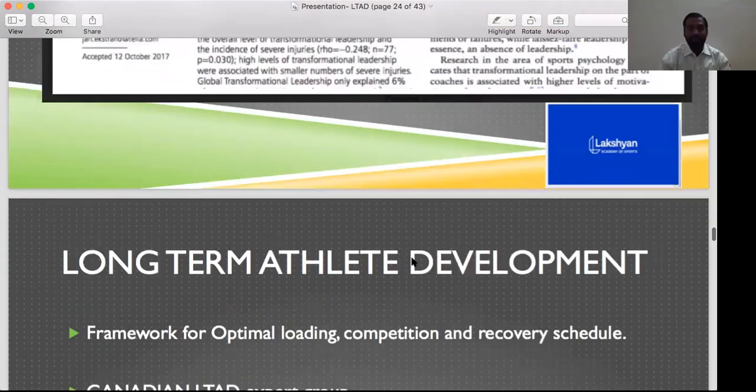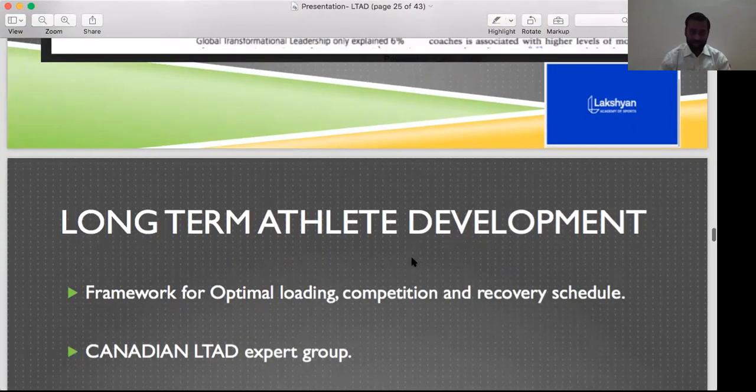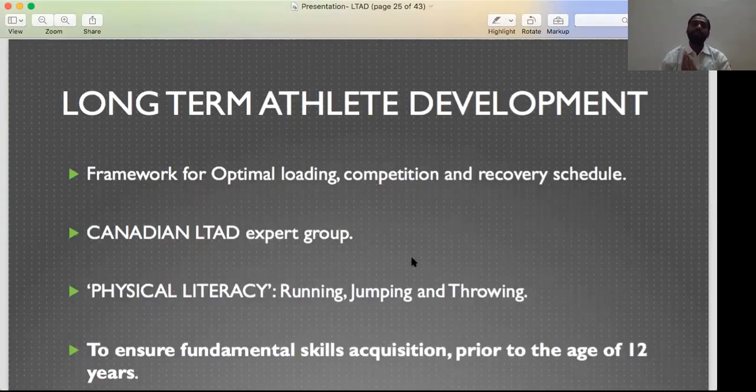I'll try to keep it very simple for people to understand. This is a framework for optimal loading, competition, and recovery schedule. How do we get a child into a particular system of physical activity? How do we train him? How do we prepare him for competitions? How do we make him a champion? And then how do we prepare him for the next phase of life, which is the post-sport career?